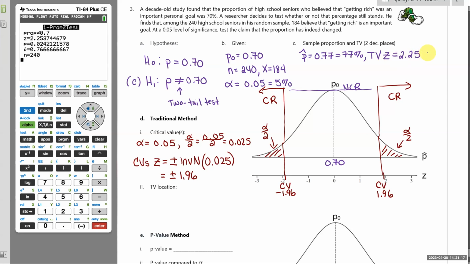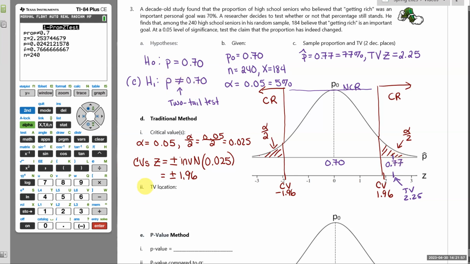So we'll graph our test value. 2.25 is going to be out here, which means that that p hat, that 77%, that 0.77, does make it into the shaded critical region. So it is far enough away from 70% to convince us that 70% is likely not the proportion any longer. So it does appear that it's different.